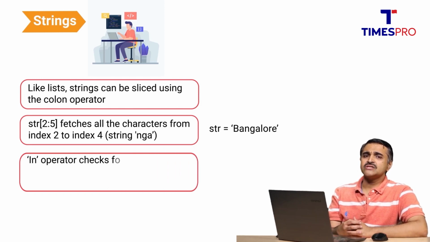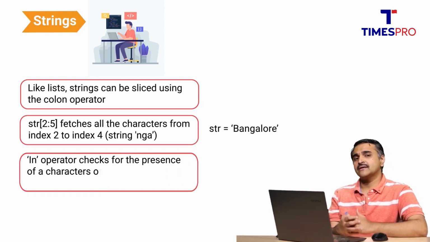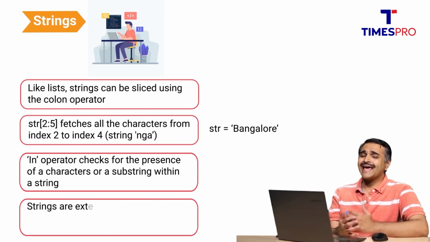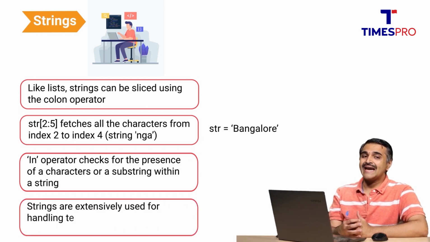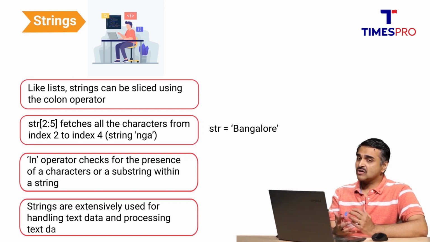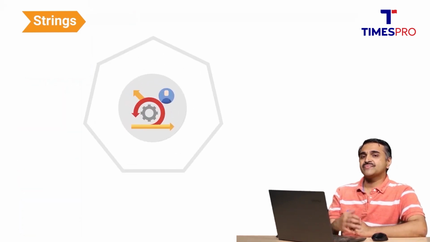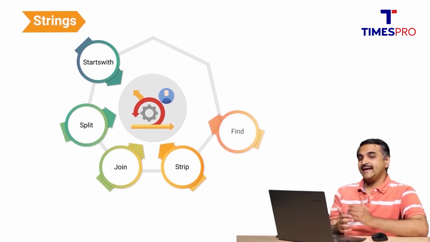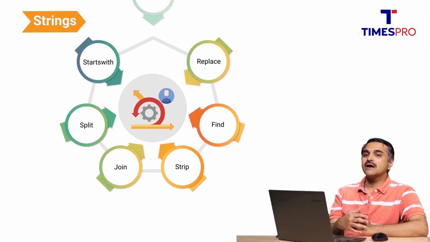The in operator checks for the presence of a character or a substring within a string. Strings are extensively used for handling and processing text data. Below are some of the string methods: startswith, split, join, strip, find, replace, and count.